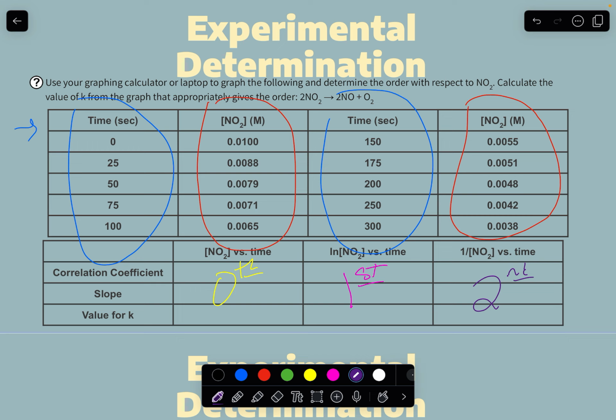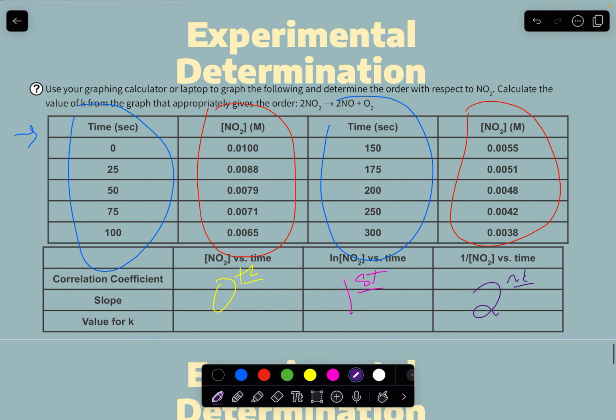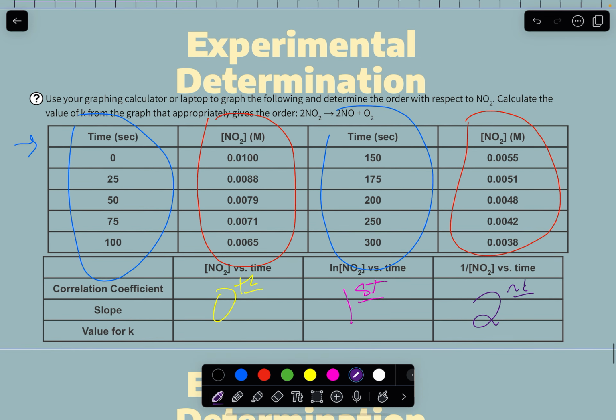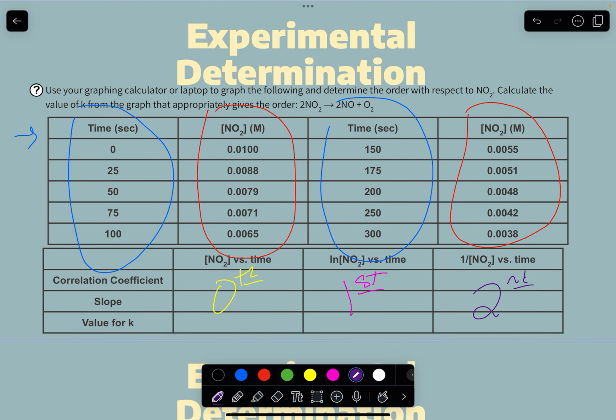You shouldn't see a question like this on the AP test though, but I want to make sure that we're prepared for it just in case. All right, so just looking at the data, making the 3 different graphs, whichever one has the best correlation, that is the one that is the correct order, okay?